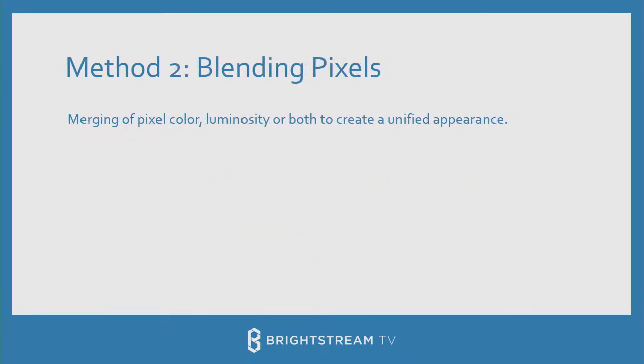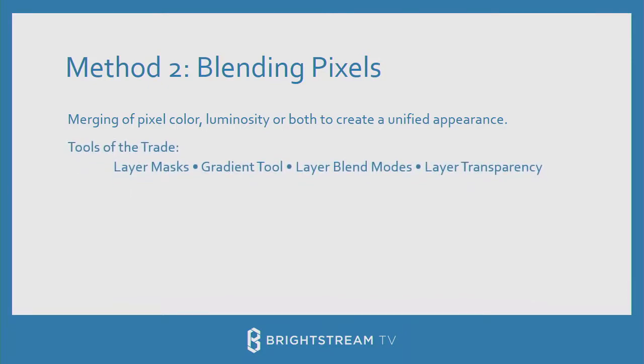Now, in method 2, we're going to blend pixels together. And this is the merging of the pixel color or the luminosity or both to create that nice unified look. Now, we saw this with the little fireworks thing, and that's the demo that we're going to use here. But in this case, we're going to be using, once again, layer masks and the gradient tool, but we're also going to be using the layer blend modes and layer transparency.